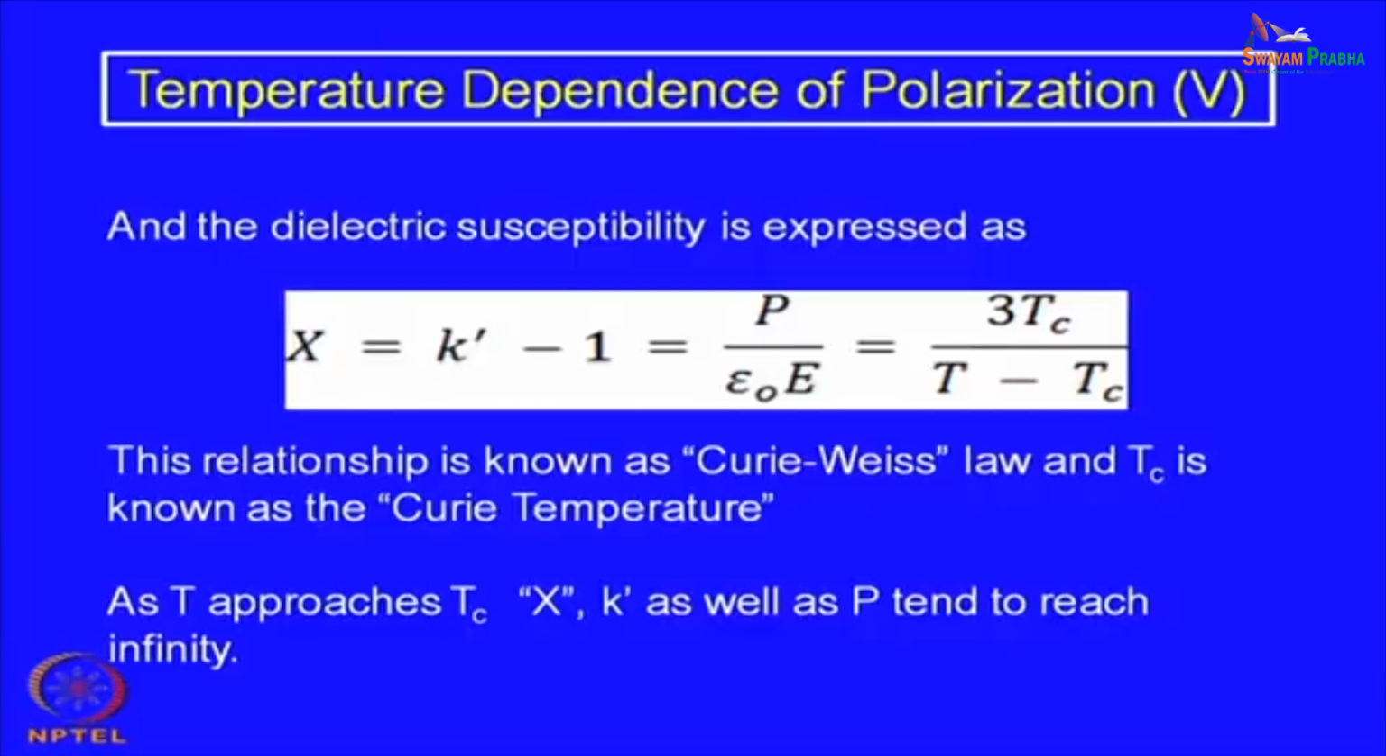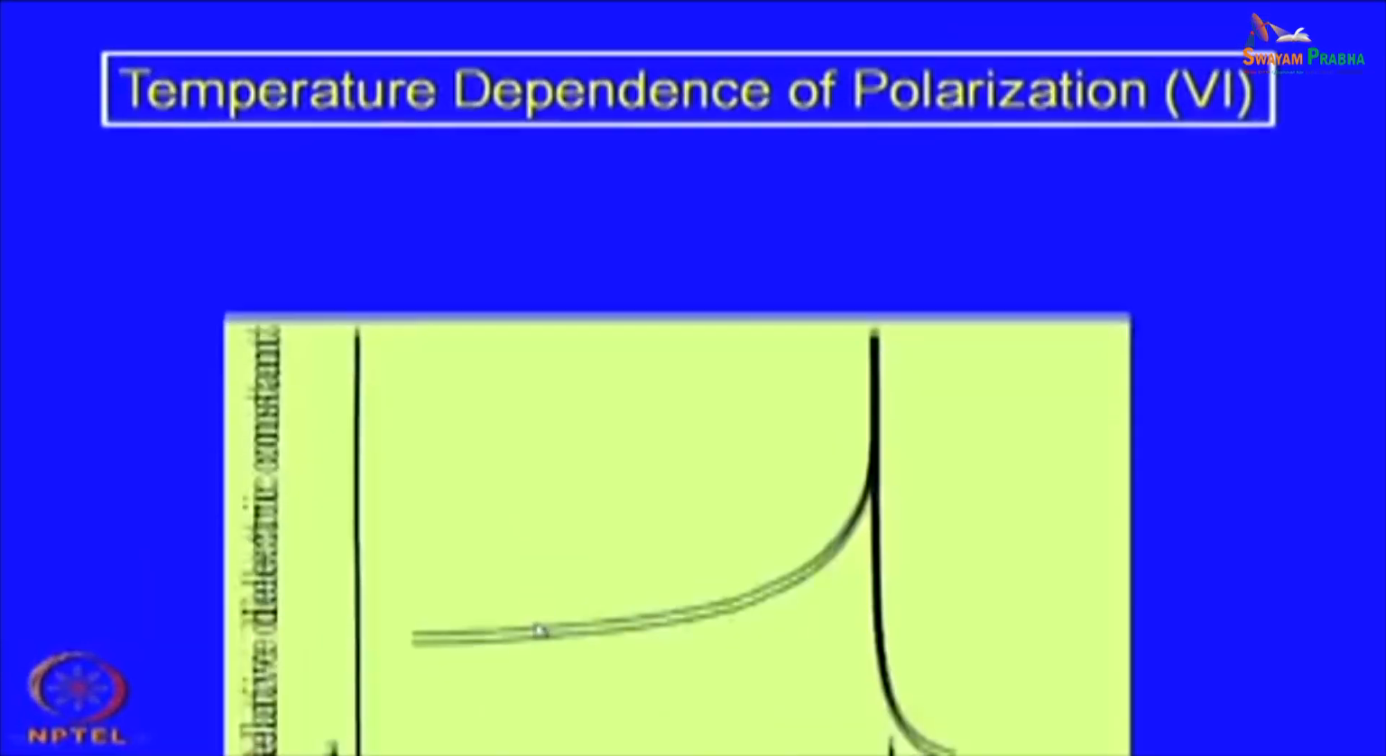As T approaches T c, chi, K prime, the dielectric constant, as well as polarization tend to reach infinity. This is a very important characteristic which arises from the Curie-Weiss law, and all ferroelectric materials follow this particular law. Consequently, in all ferroelectric materials the dielectric constant, or the chi, or the polarization goes through a very high peak at a particular temperature called T c. And this is the characteristic.